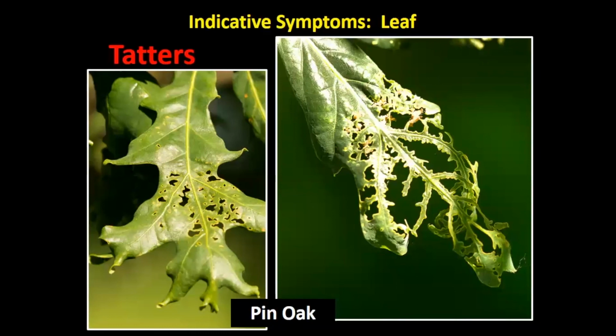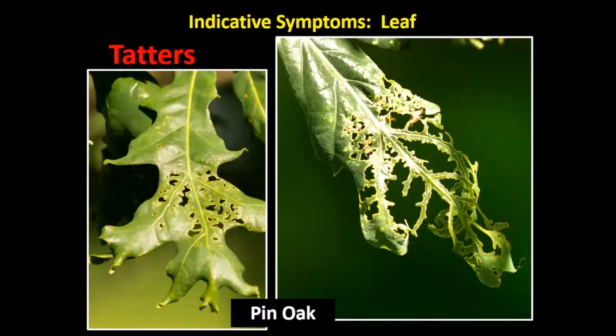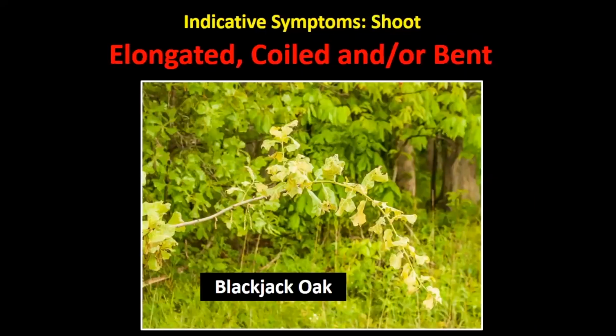However, if you saw this at only a distance, let's say you're looking up in a tree, you see these holes, I honestly do not believe that you can differentiate tatters at this stage, at this level, from insect damage. And so we really wouldn't report it unless you're able to really closely examine the leaf, or you're seeing damage that is closer to what we're seeing on the right side of the screen. Unless one can verify that this is not insect damage, ignore the situation where you just have a few holes until you at least become more experienced.